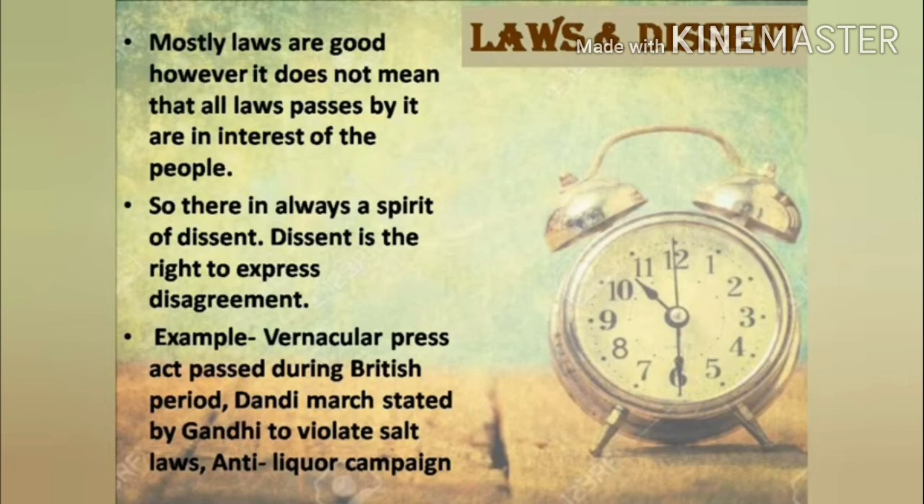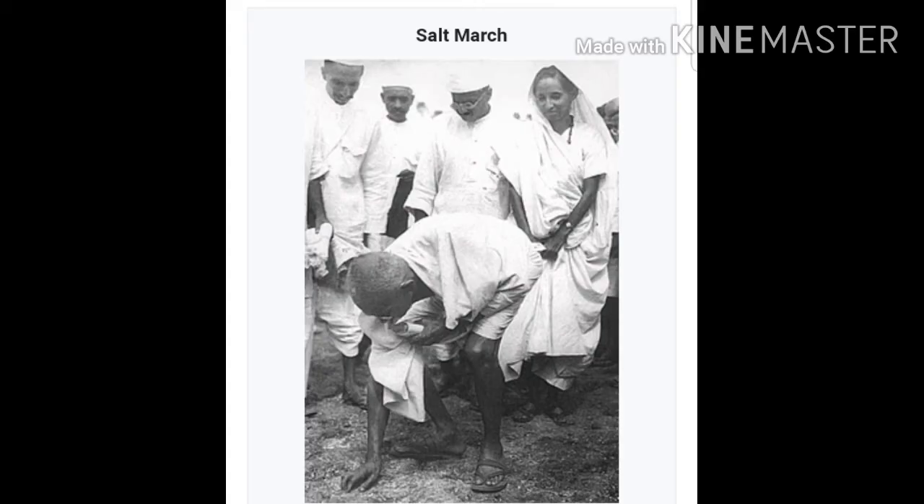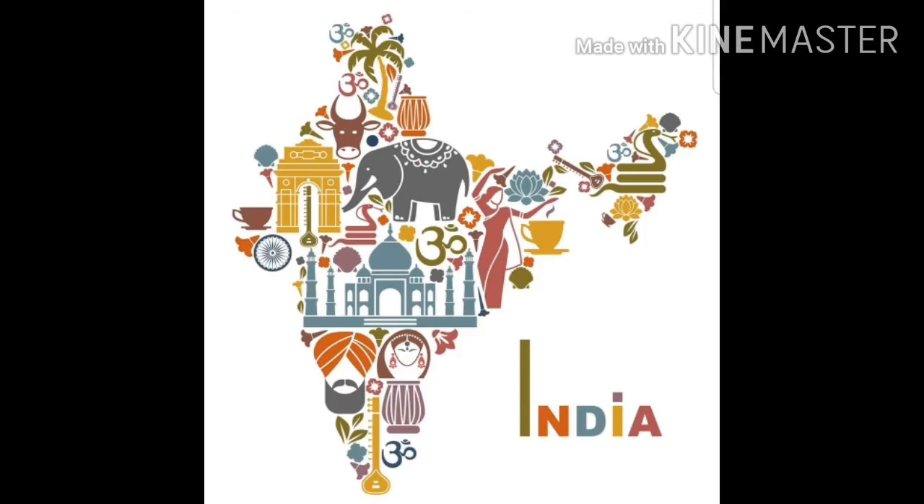During the British rule, several unjust laws were passed by the government. For example, the salt tax imposed by the British, but Mahatma Gandhi stopped them and violated the salt law. So this was the disagreement shown by Mahatma Gandhi during the salt movement.